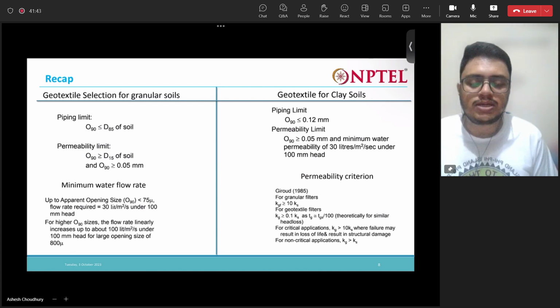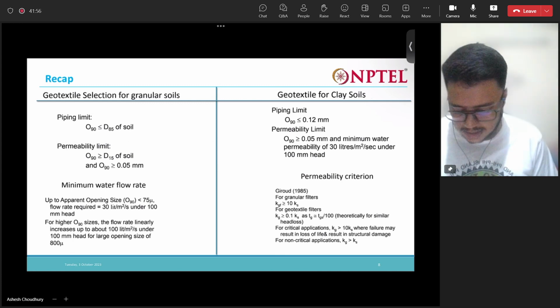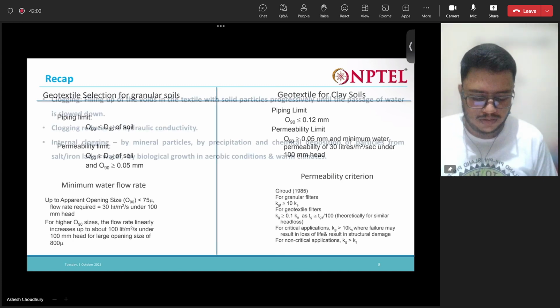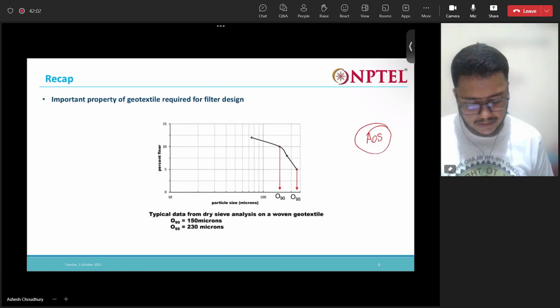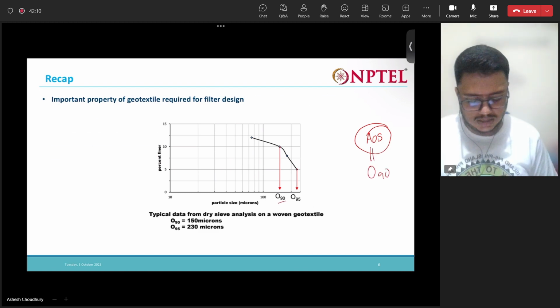Well, what is O90? O90 is nothing but the aperture opening size, AOS. Sorry, not aperture opening size, apparent opening size, AOS. That is O90. O90 is what? Apparent opening size. So we are discussing here, right? Apparent opening size. This is apparent opening size. This is O90. Okay, this is the apparent opening size.